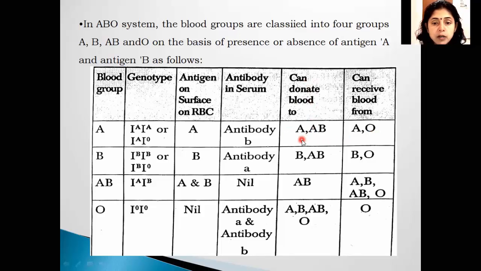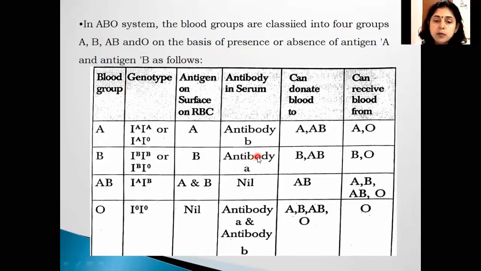But can donate the blood to A as well as AB. Now B, here the blood group B. B is having again the genotype same like this: IA, like IB, IB, and the same like this. So B antigen will be present on the RBCs of the human being. So those persons are considered as B blood group persons.